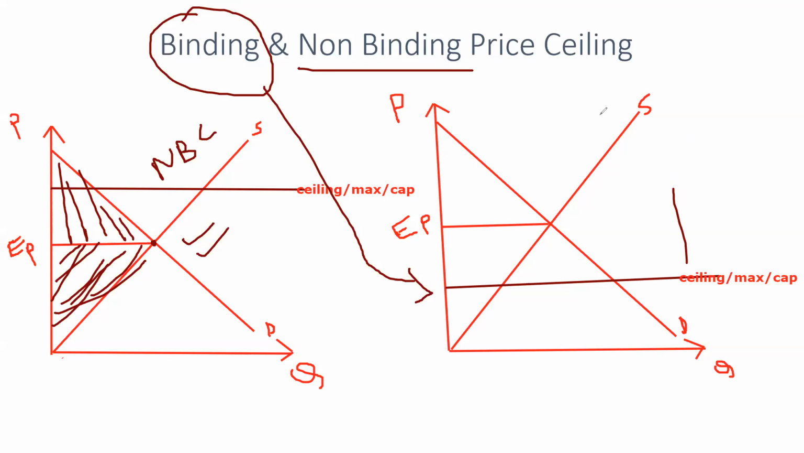And as a result of that, we have an issue. We have our consumer surplus and producer surplus affected. Check this out, how it's done. So from here, go up here, take it to the left.